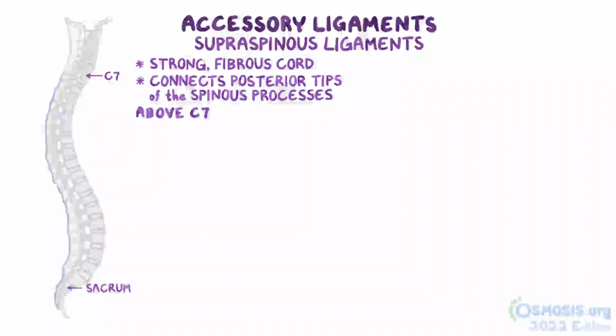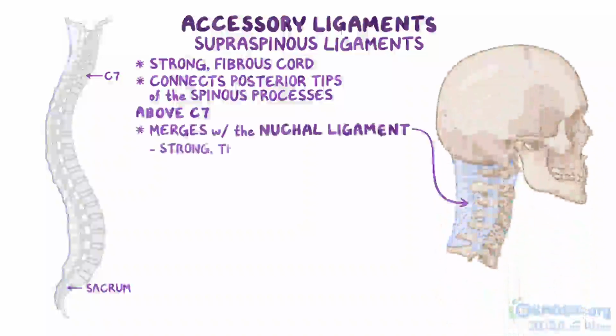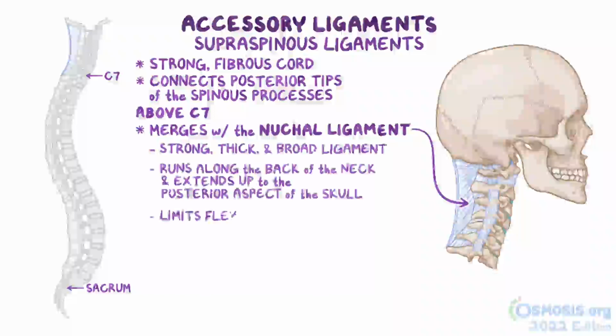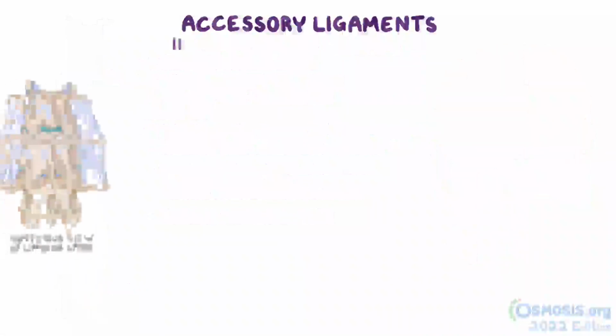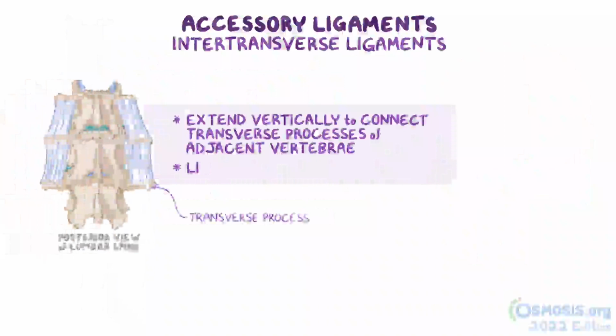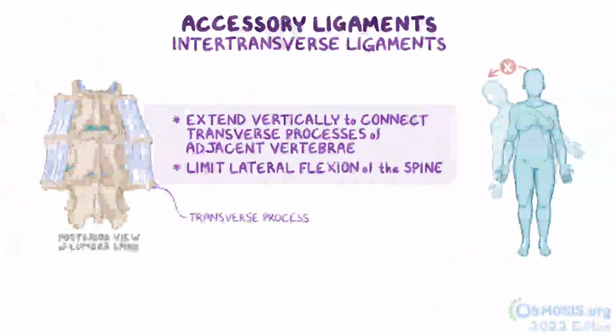Above C7, the supraspinous ligament merges with the nuchal ligament, which is a strong, thick, and broad ligament. The ligament runs along the back of the neck and extends up to the posterior aspect of the skull, limiting flexion of the head. Last but not least, the intertransverse ligaments extend vertically to connect the transverse processes of adjacent vertebrae, limiting lateral flexion of the spine.